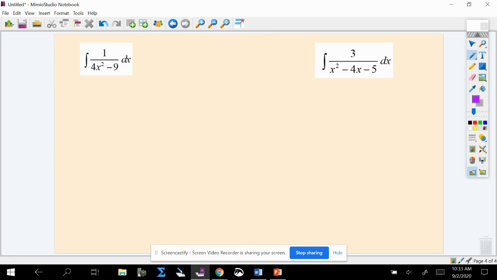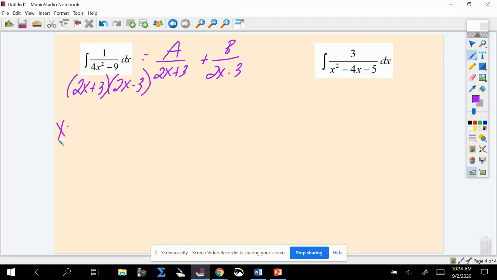I want to show you, I don't know if I'm going to go through and do both of these, but I do want to do the first one just because it has that adjustment piece that I've talked about. So with this first one, this factors 2x plus 3, 2x minus 3. So when I break it down, I get a over 2x plus 3. I get b over 2x minus 3.